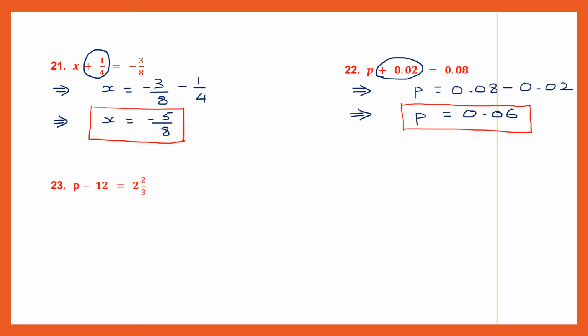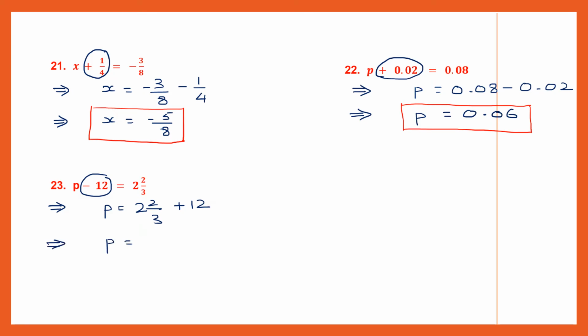Question 23. Here also the unknown quantity is p. So let's leave this unknown quantity on the left hand side. On the right we have 2 by 3. We'll leave it as it is. Let's transpose minus 12 to the right hand side. It becomes plus 12. So we have to work out 2 by 3 plus 12 to find the value of p. So let's do that.